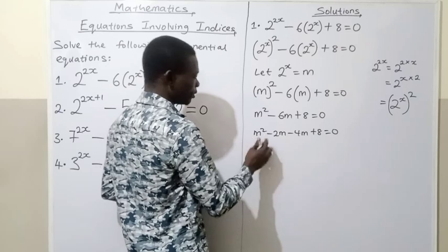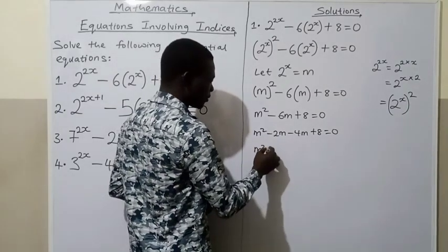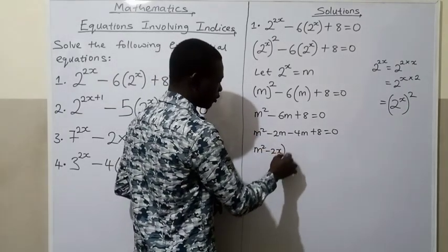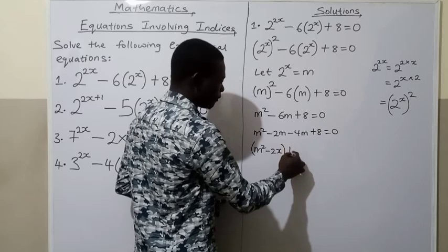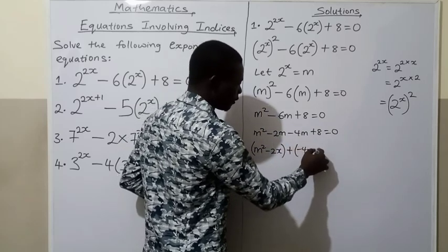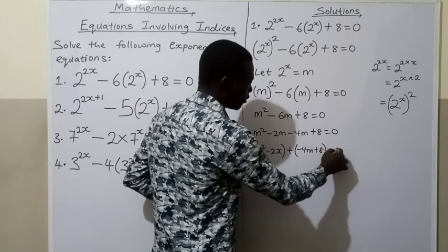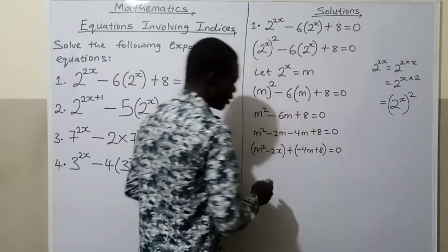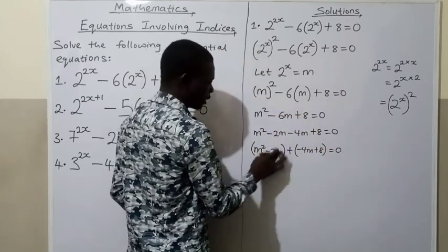So I'm going to rewrite this in this format. That's m squared minus 2m. I'm going to put that in first bracket, then plus, open bracket, minus 4m here, plus 8 equals to 0. So this is what I will be having. Sorry, this is 2m, not x.